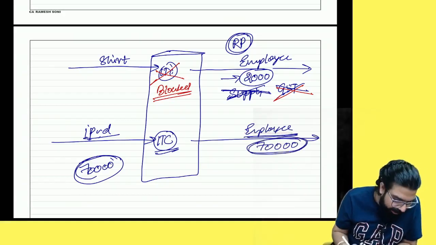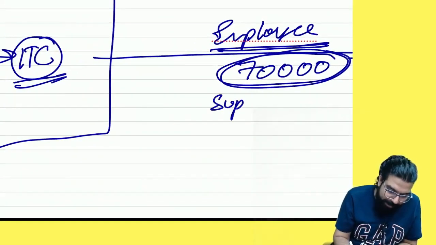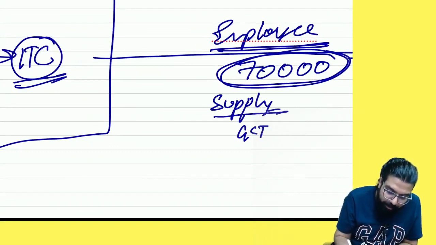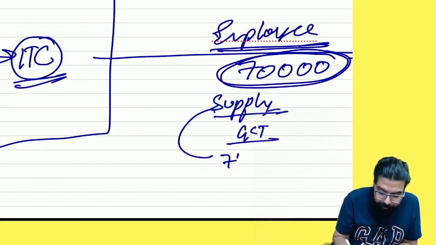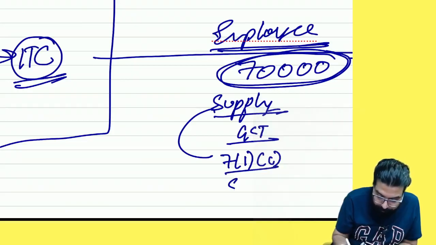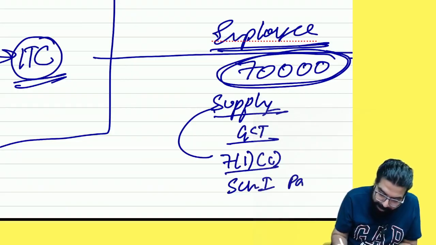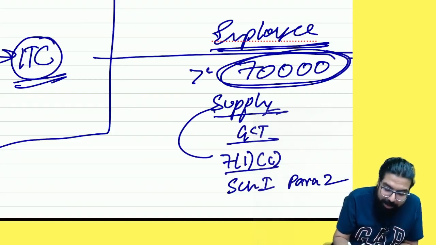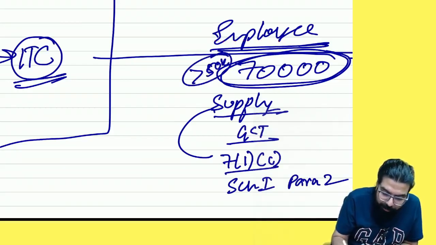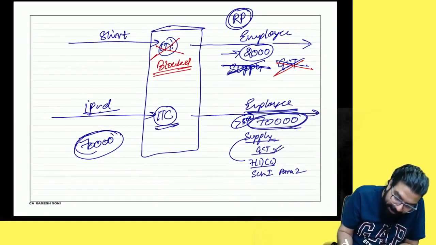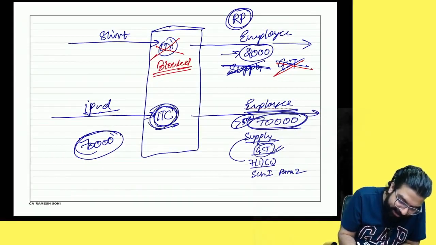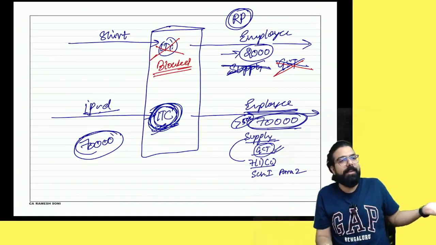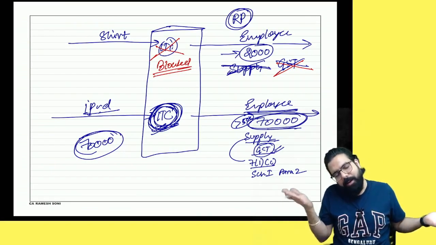Is it more than 50,000? Will it be a supply? Do I have to pay GST? Will it be a supply under which section? Para 2. Is it more than 50,000? Yes, sir. And hence, more than 50,000, it will become a supply. If I have to pay GST, will I get ITC? Get or block? Why? Because on output you are paying GST, government is telling I will give you the credit.